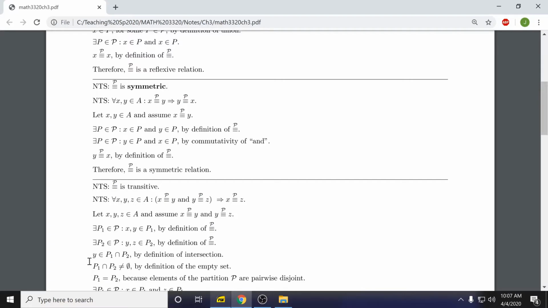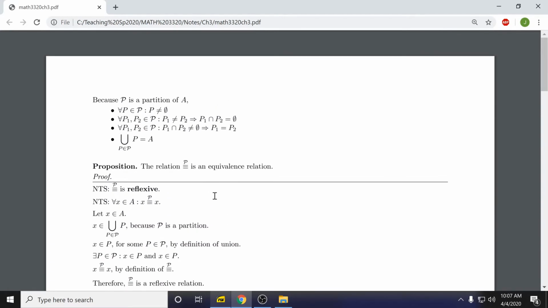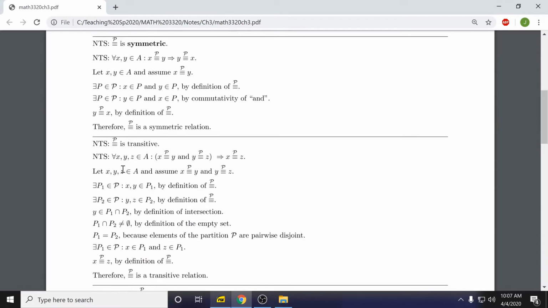The reason for that is you'll notice that y is in P1 and y is also in P2. Well, that means y is in the intersection of P1 and P2, just by definition of intersection. But we set up here that if the intersection of two of these partition elements is non-empty, that implies they have to be the same partition element. And so that's actually happening here, right? y is inside of P1 intersect P2. That means the intersection of P1 and P2 is non-empty. But that means P1 equals P2, because essentially this boils down to the fact that the elements of the partition are pairwise disjoint.